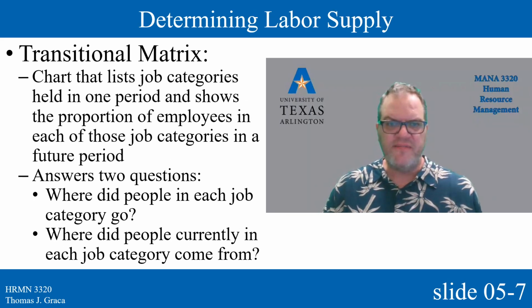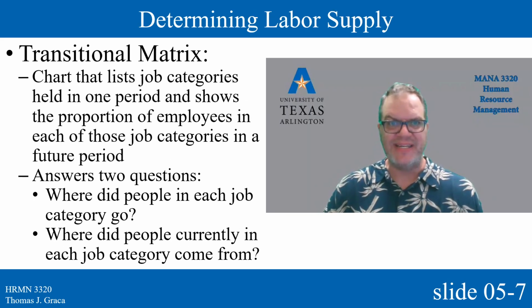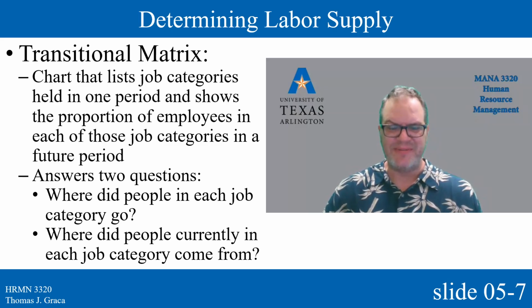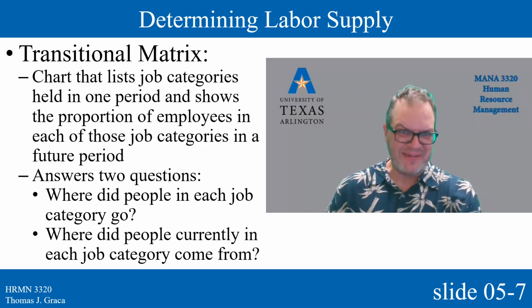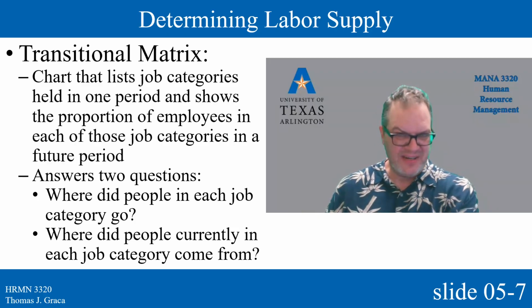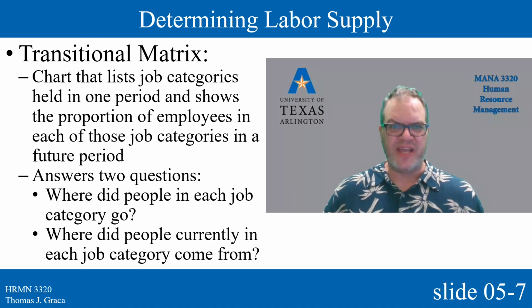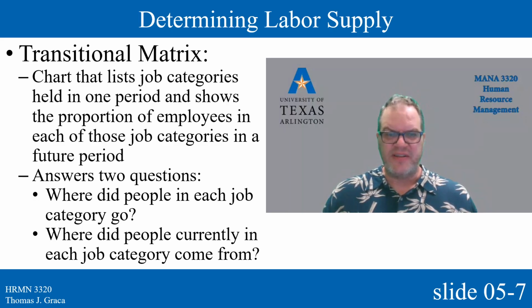So once we've done a forecast for labor demand, it's now time to make a prediction, a forecast, about labor supply. And typically the first step in forecasting labor supply is to look within your firm and make a prediction about how many employees who are in their position currently will still be in their position in a quarter, in a year, in whatever cycle it is you're attempting to forecast. There is a particular method that we use for doing this. It's called a transitional matrix.